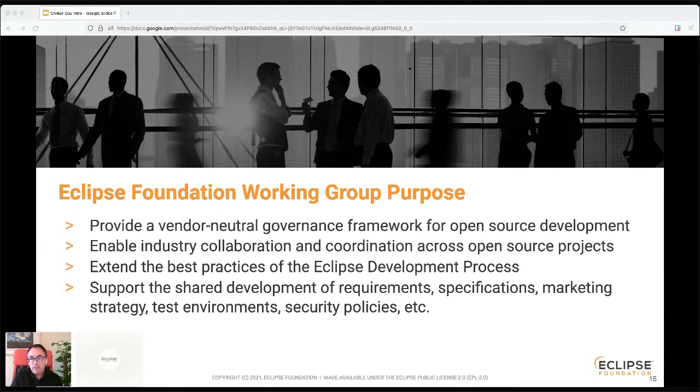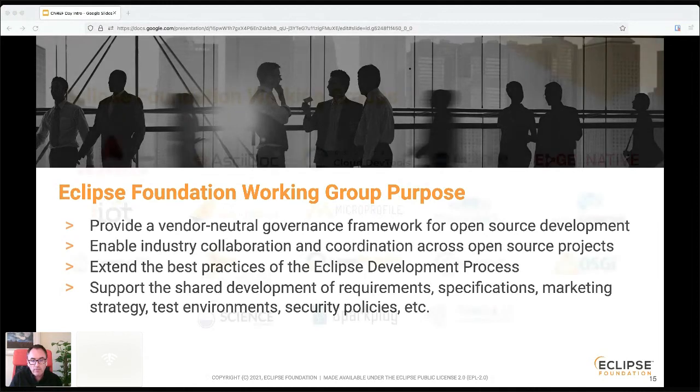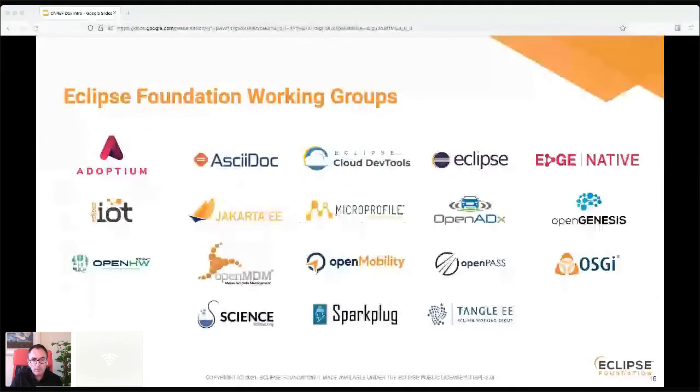And these unique industry collaborations span a variety of innovation areas, as I mentioned earlier, including cloud native enterprise Java, IoT, edge computing, and the connected automotive mobility ecosystem, and other emerging technology domains, such as AI, for example. Now, these are our current Eclipse Foundation working groups. So we are 18 and counting.